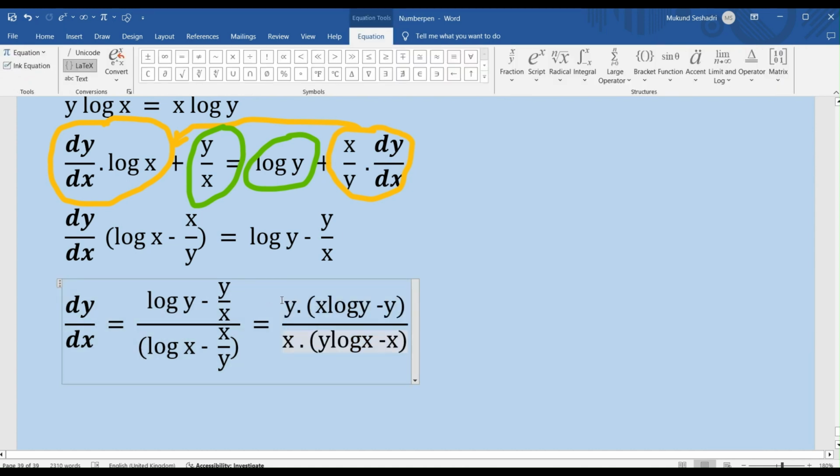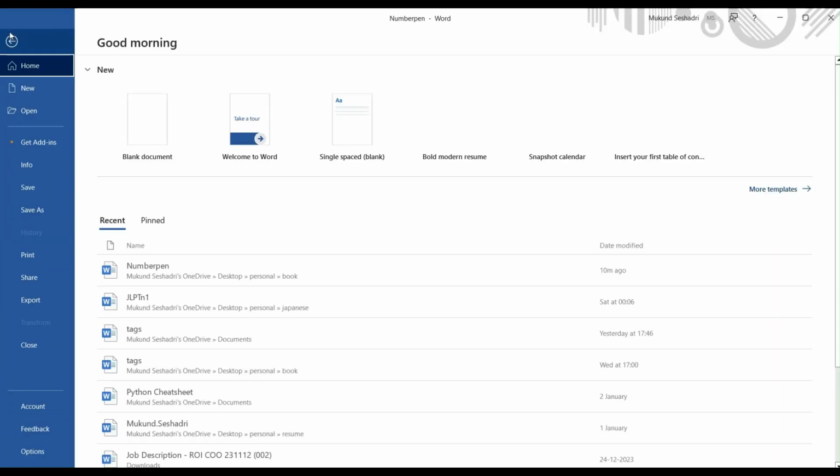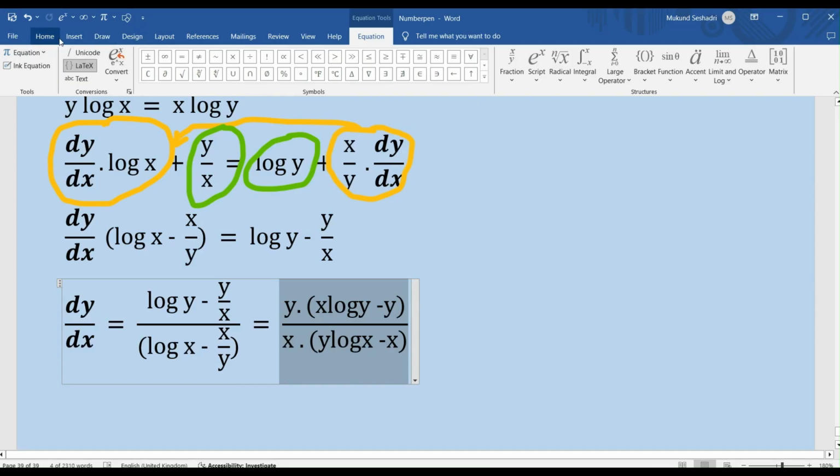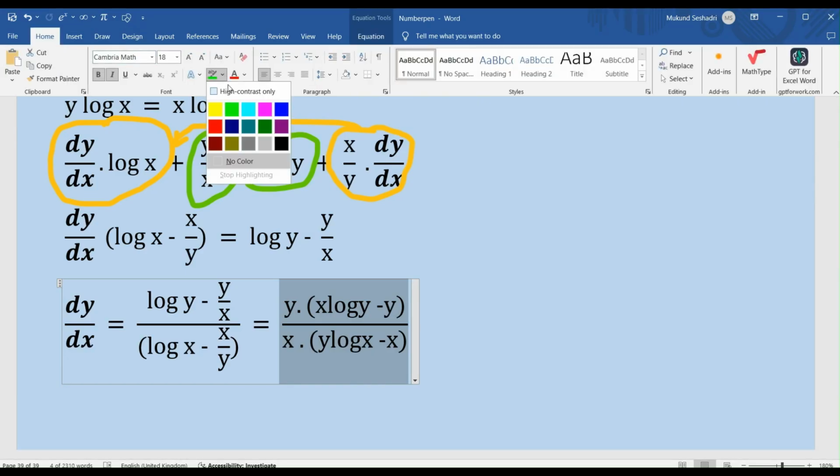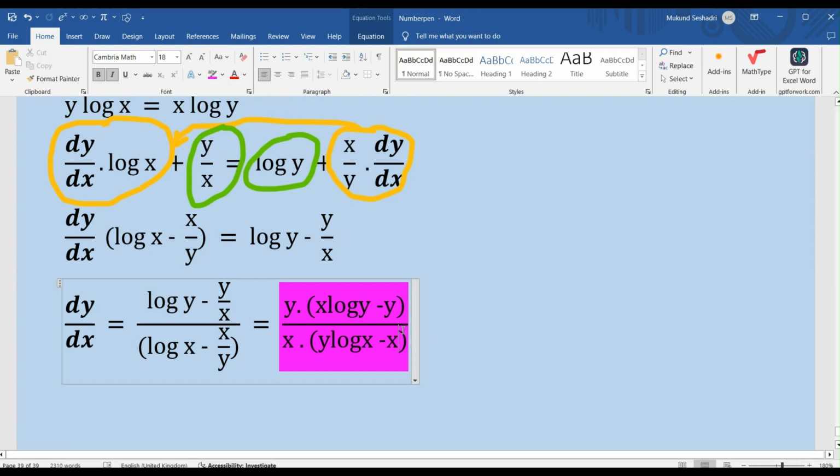So we can leave the answer as it is, and let me take out my pink color to highlight the final answer. And there we have our final answer for dy by dx.